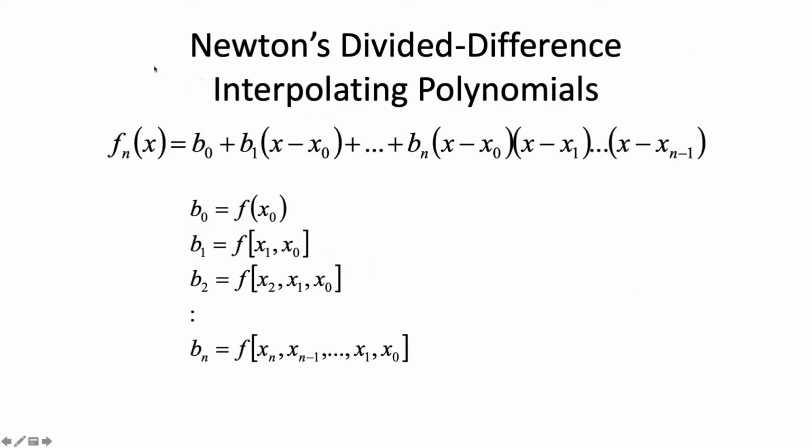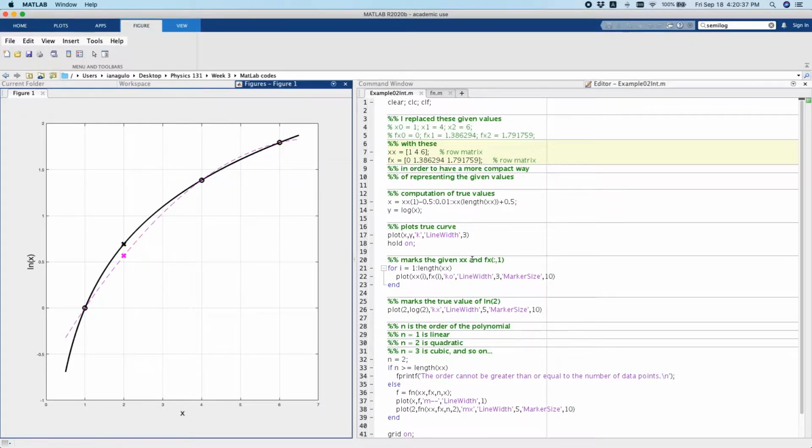So just for a review, this is the general equation for the nth order polynomial. The idea is to determine these coefficients b0, b1, b2, b3 up to b sub n, where b0 is given by this, b1 is equal to f[x1, x0], b2 is equal to f[x2, x1, x0], and so on and so forth. Now I also want you to write this down on a piece of paper because we're going to refer to them later when I show you how to implement these in MATLAB. Okay, now here is the MATLAB code.